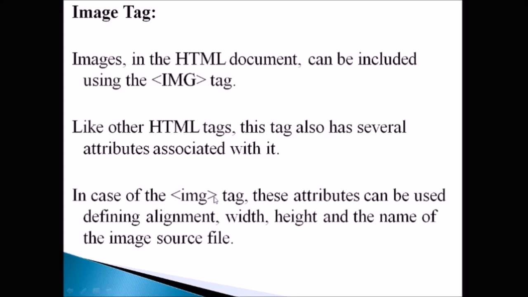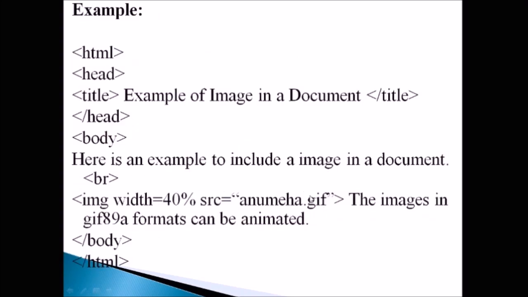Why we need the attributes for this? What may be the attributes for this tag, such as alignment of the image, and then to mention the width and height of the image, and then to mention the name of the image source file. Okay, to mention these things, the image tag may have the attributes. Okay, example of this tag is HTML, head, title. Title is example of image in a document, and the head is closed with the title, and then body is opened. Here the text is given as, here is an example to include an image in a document.